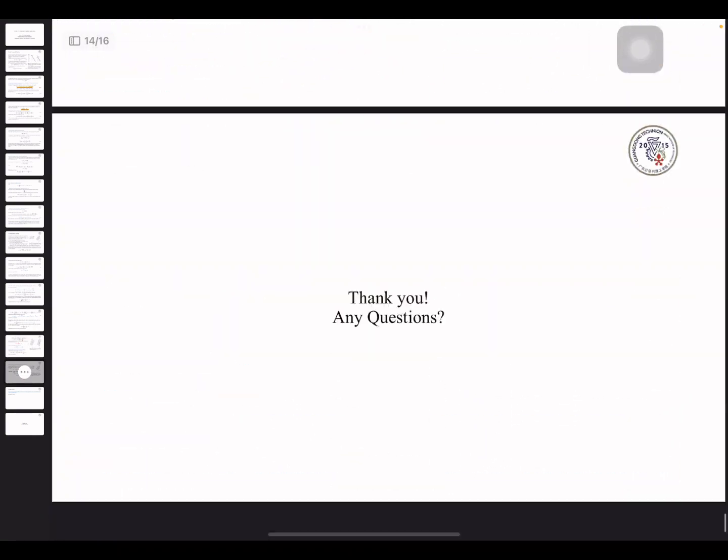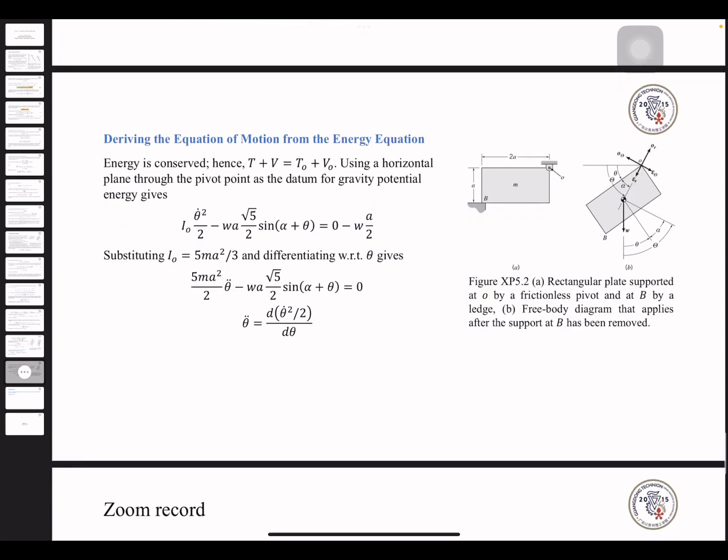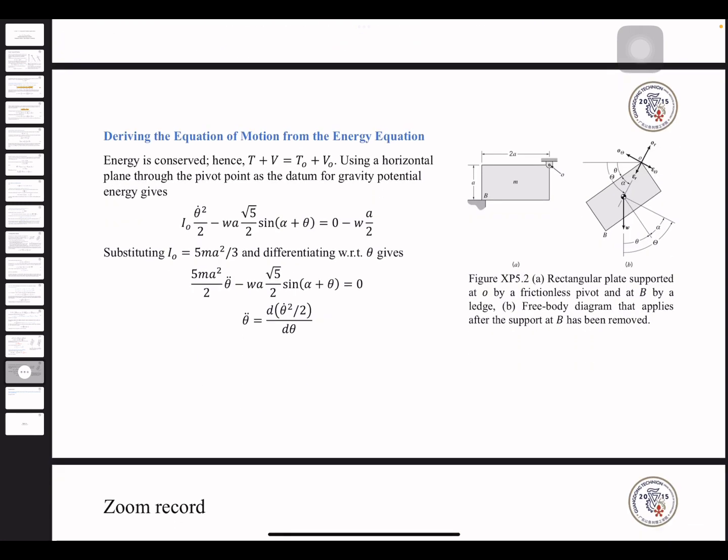Okay, let's see next. Deriving the equation of motion from the energy equation. Energy is conserved, hence T plus V equals T0 plus V0. Using a horizontal plane through the pivot point as the datum for gravitational potential energy, we get this formula, and substituting this, you get this.